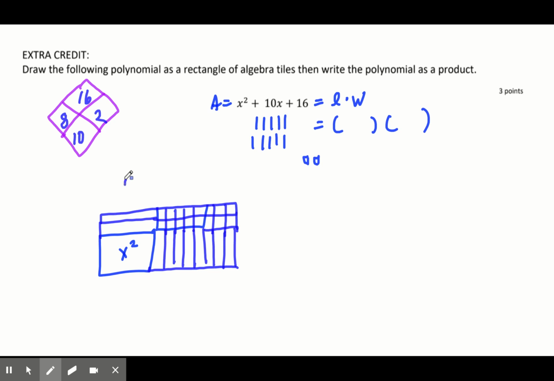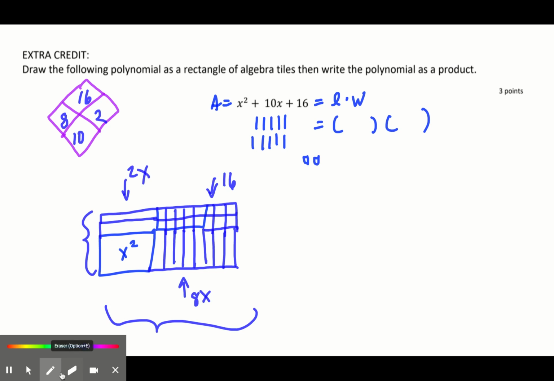So there you have it. There's your 2x, 8x, and 16. And you can see they all add up to x squared plus 10x plus 16. And then now this width here, that's what you're trying to figure out. What's your width and then this? So what's this distance, right? This is x plus 2. And then what's this distance? It's x plus 8. And there you have it.